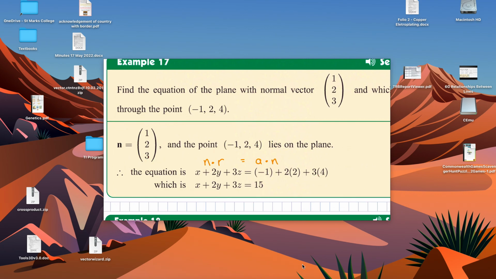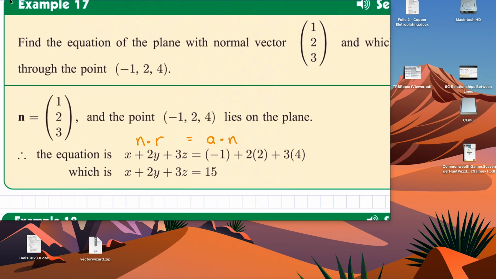Sorry, I didn't realise that was so small on your screen. Fill that back up again.